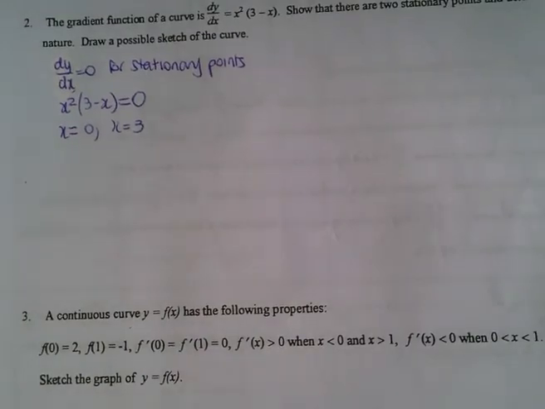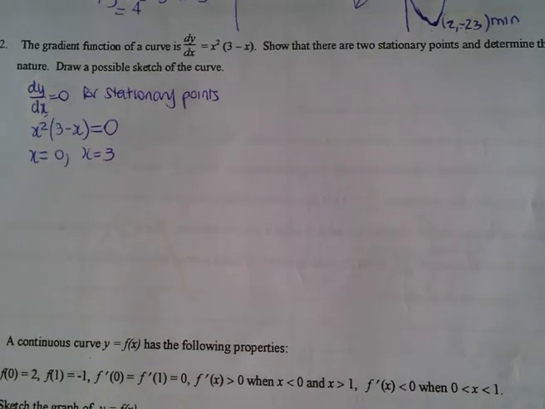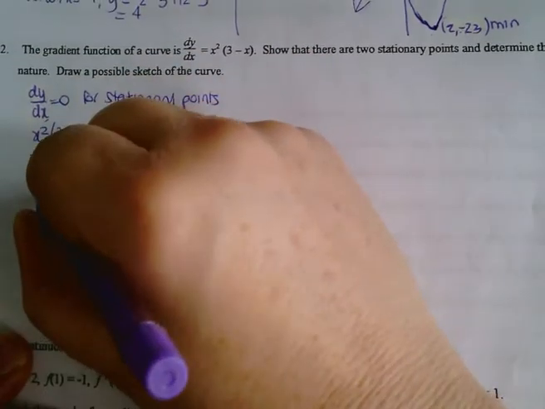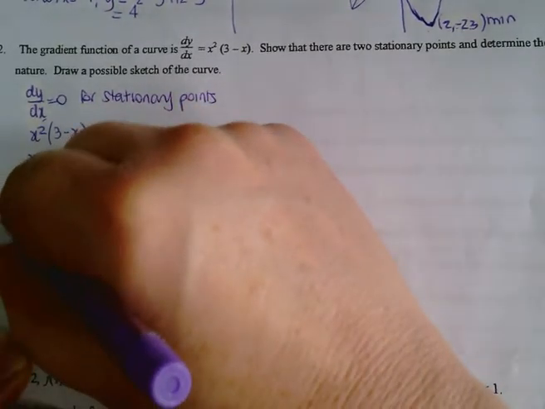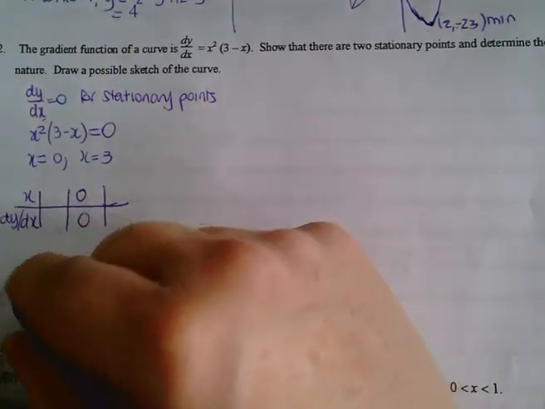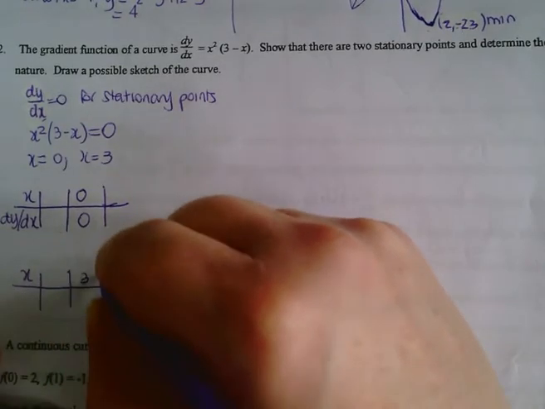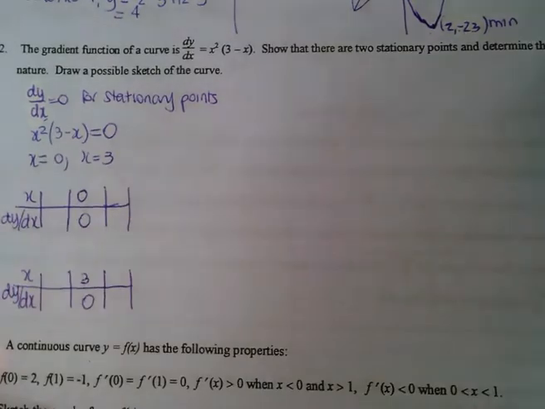Now, you know why it's saying draw a possible sketch of this curve? Because I know that when x is 0, I can't find the y value because I don't have the original function. I just know that when x is 0, I've got some stationary point. I don't know how high up or down it's going to be. So let's do our little tables. When x is 0, we know that dy dx is 0, but we need to investigate the gradient on either side. And we know that when x is 3, okay, dy dx is also 0.